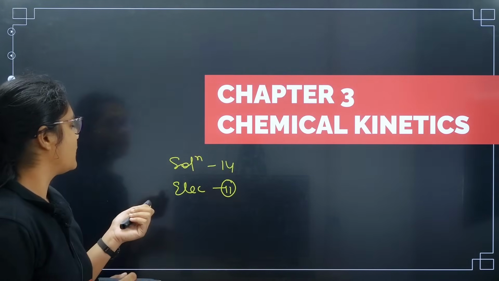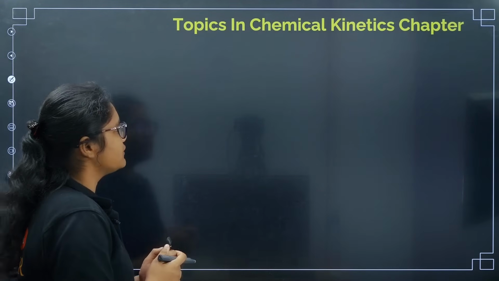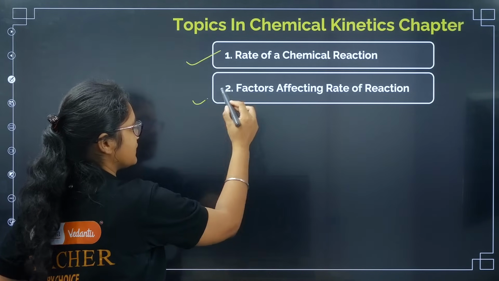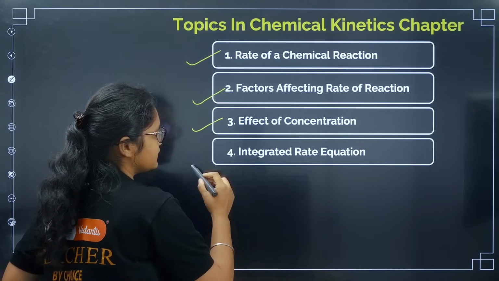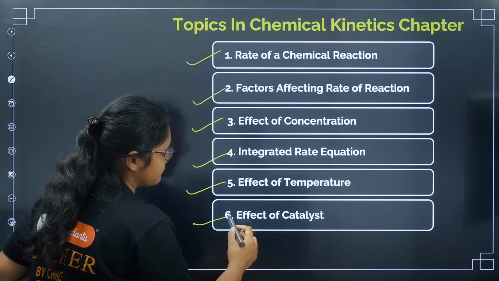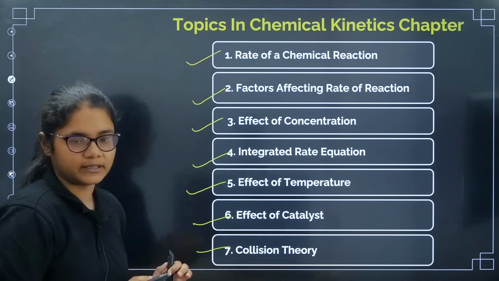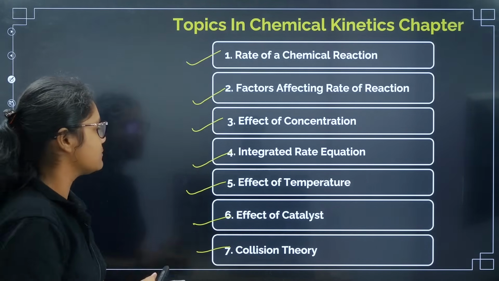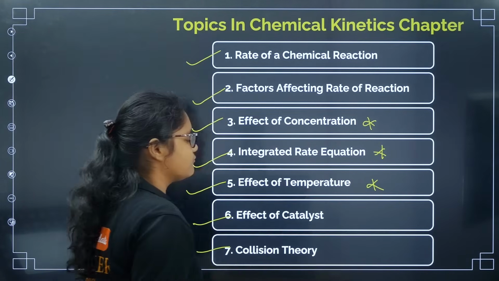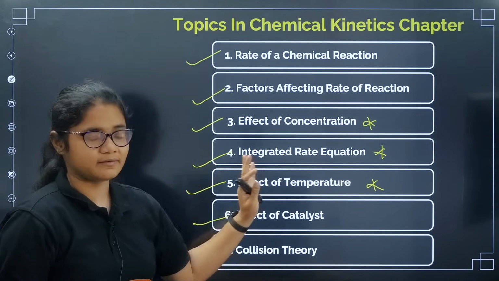Now going to chemical kinetics. First of all, what are the important topics here? Rate of a chemical reaction, factors affecting rate, effect of concentration, integrated rate equation, effect of temperature, then effect of catalyst, and then collision theory. Briefly, what is the most important? I'll take effect of temperature, integrated rate law, and effect of concentration. These three topics are very, very important.